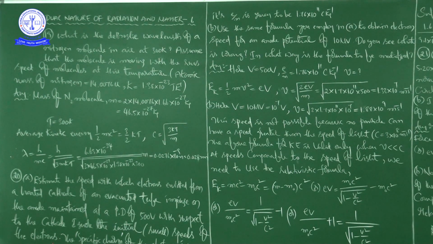Right. Next, the specific charge of the electron, that is, its e by m, is given to be 1.76 into 10 to the power of 11 coulomb per kg.